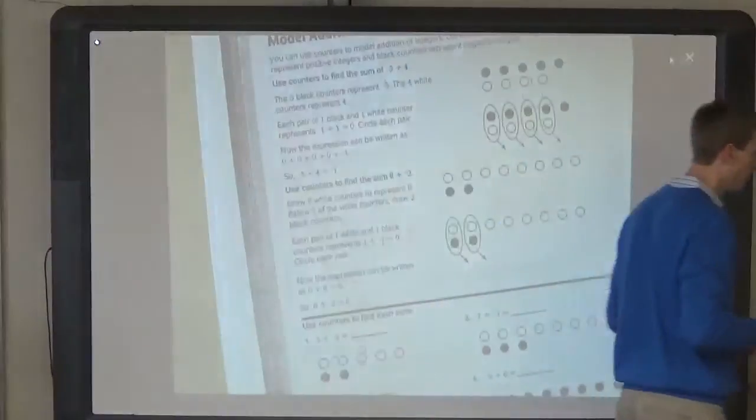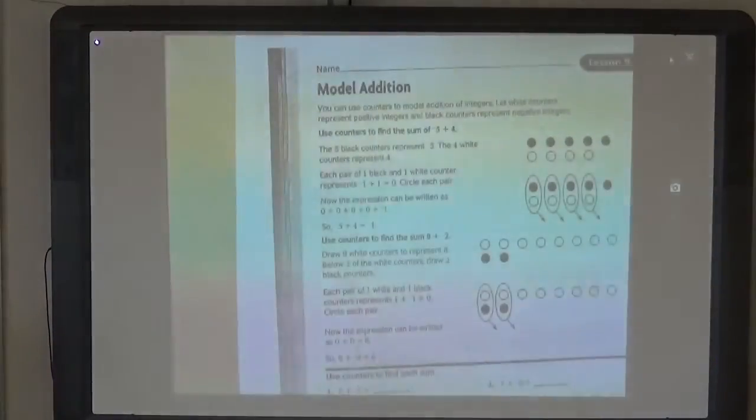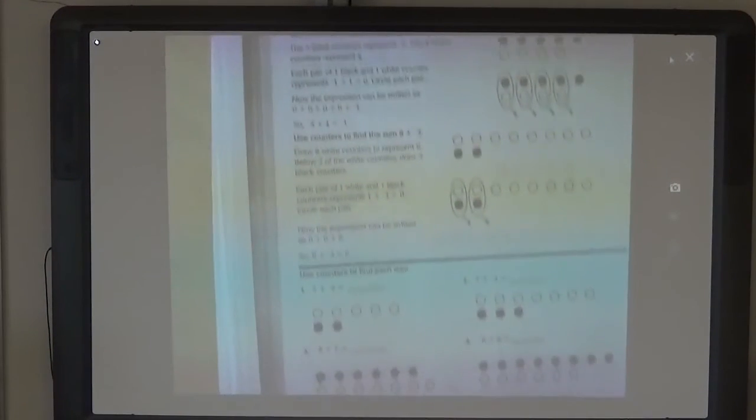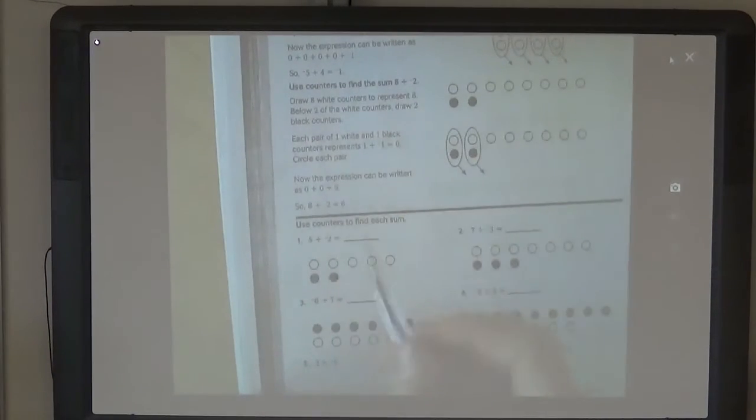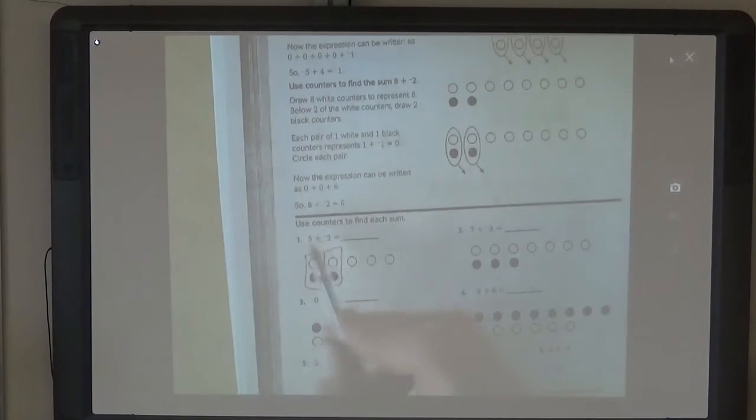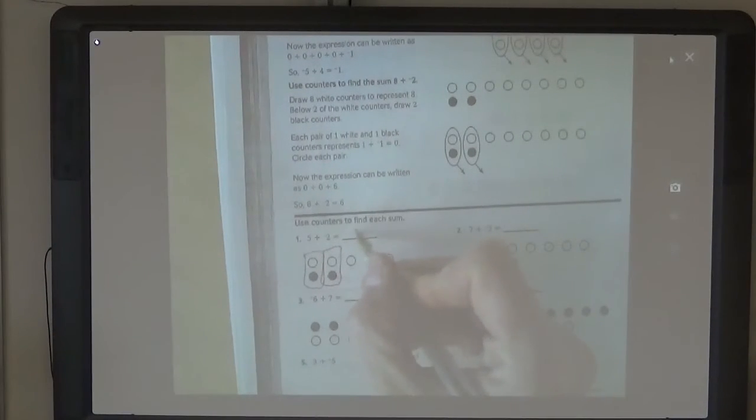Okay, take a look here. We're going to use these models to find the answer. So we're just going to cross out the pairs. Okay? So start with number 1. Cross out these two pairs. The open ones are positive, the solid ones are negative. So that's why this is 5 plus negative 2. What's left over? Positive 3.